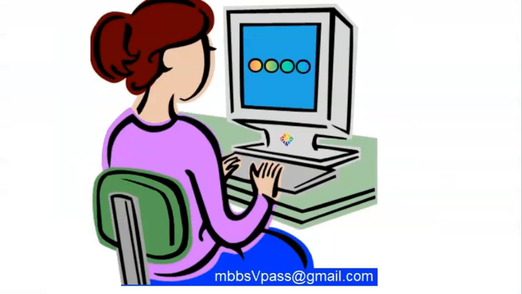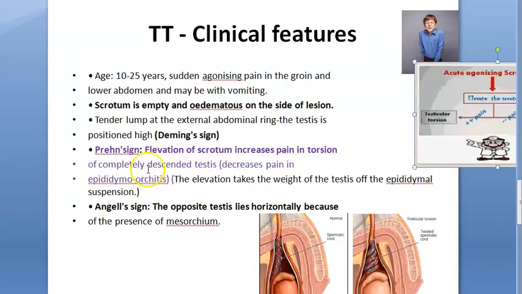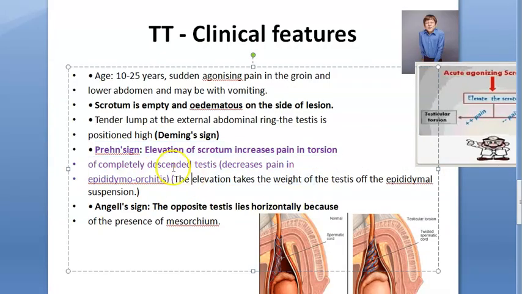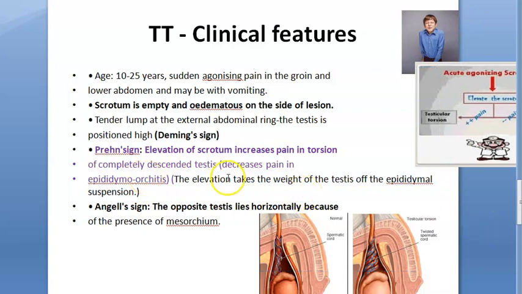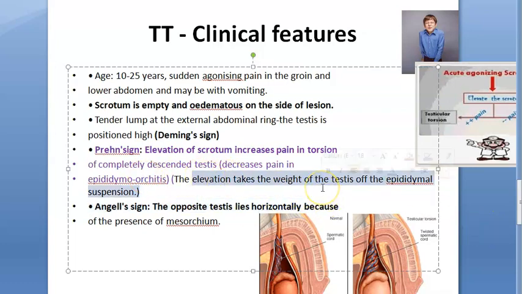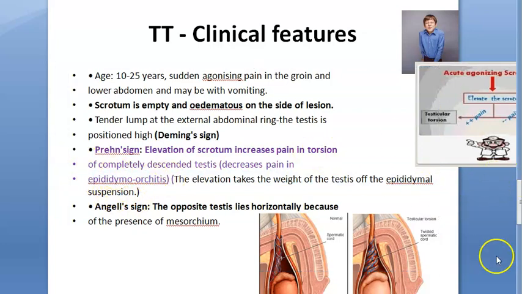Guys, it's better we focus on Prehn's sign only. Prehn's sign is very, very important. When you elevate the scrotum, there will be more pain in torsion testis, and less pain in epididymo-orchitis, because the elevation takes the weight of the testis off the epididymal suspension. You are basically taking off the pull of gravity. So in epididymo-orchitis, the pain will reduce when you elevate the scrotum. This is Prehn's sign, very important.